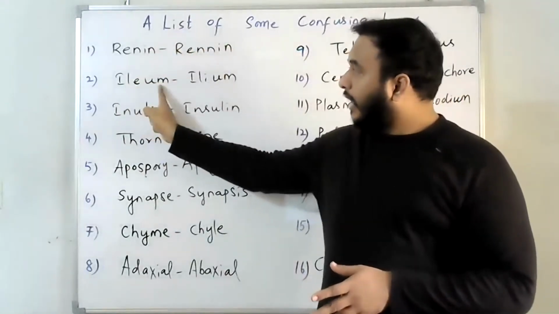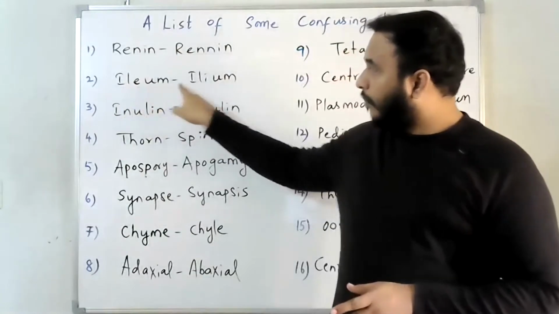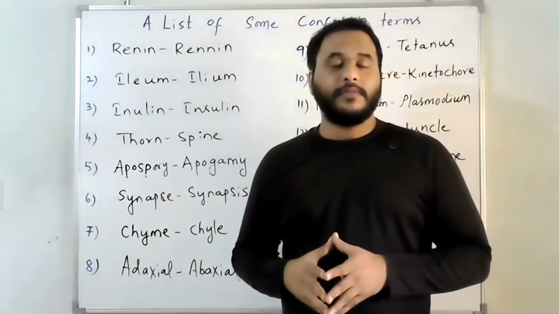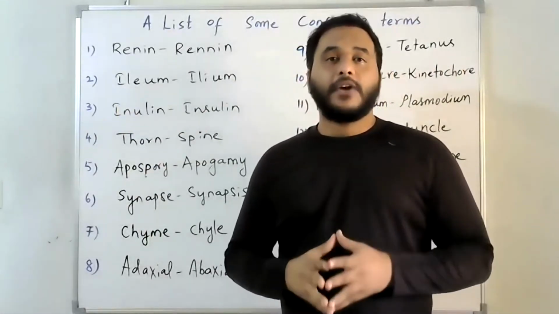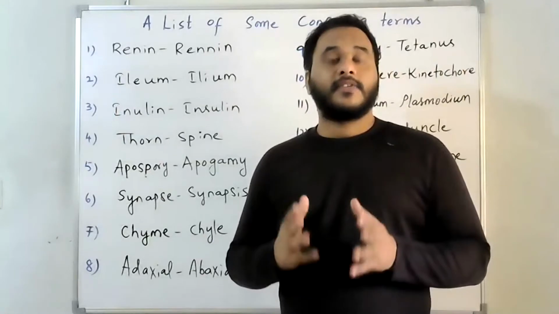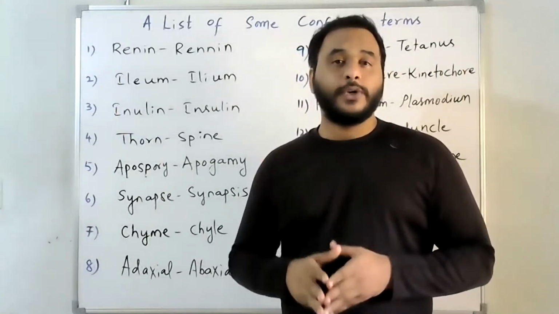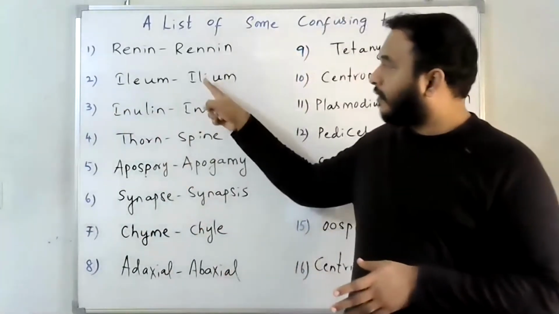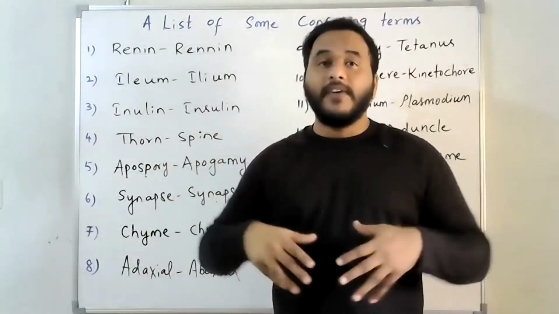Next, Ileum, Ilium. Very simple. I-L-E-U-M and I-L-I-U-M. The first one, I-L-E-U-M, ileum, is a part of the small intestine. The small intestine consists of three components: duodenum, jejunum, ileum. I-L-E-U-M, ileum.